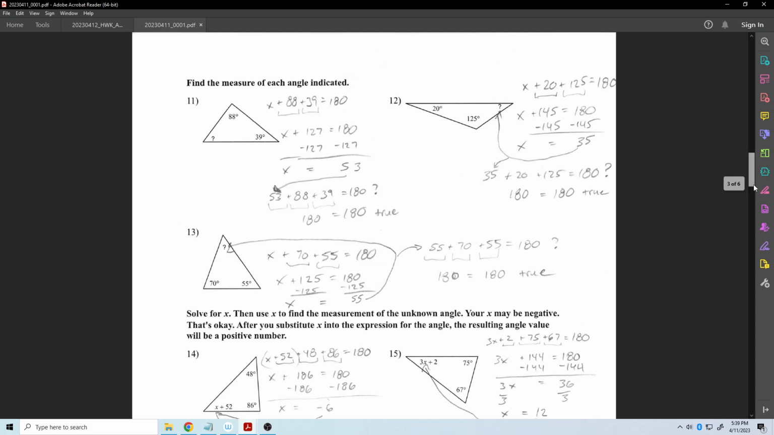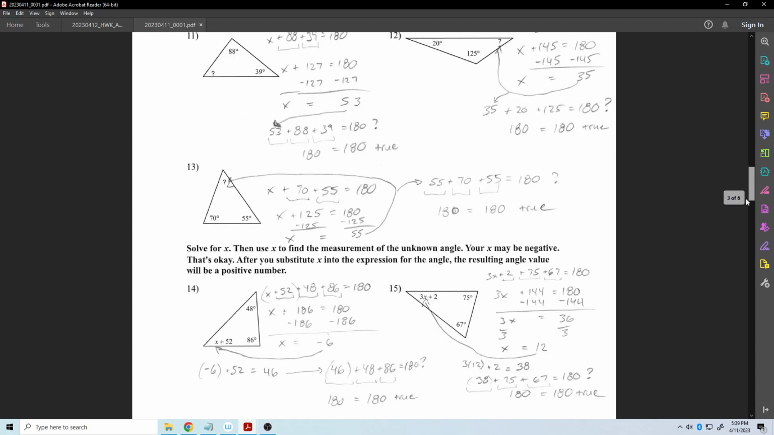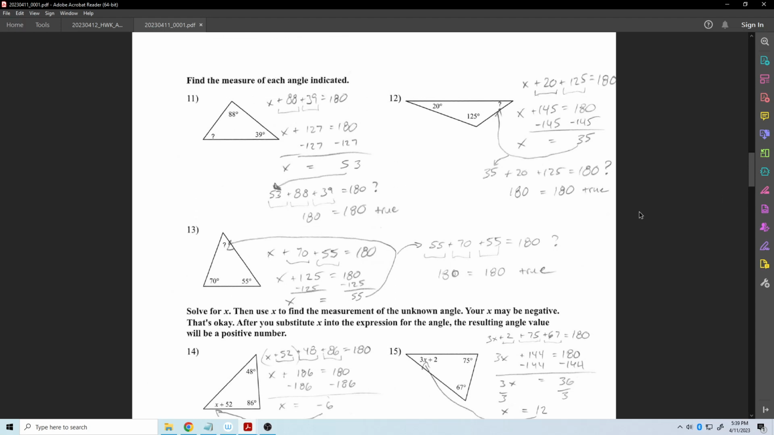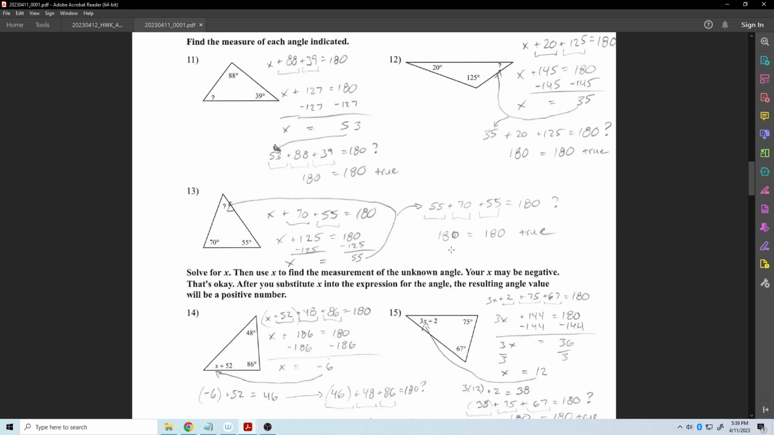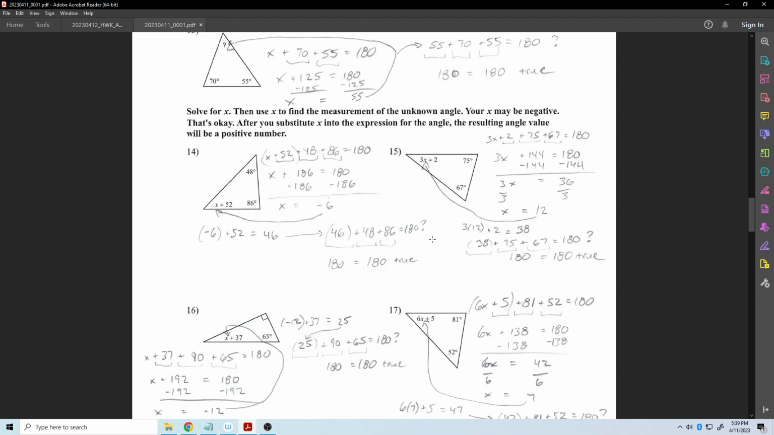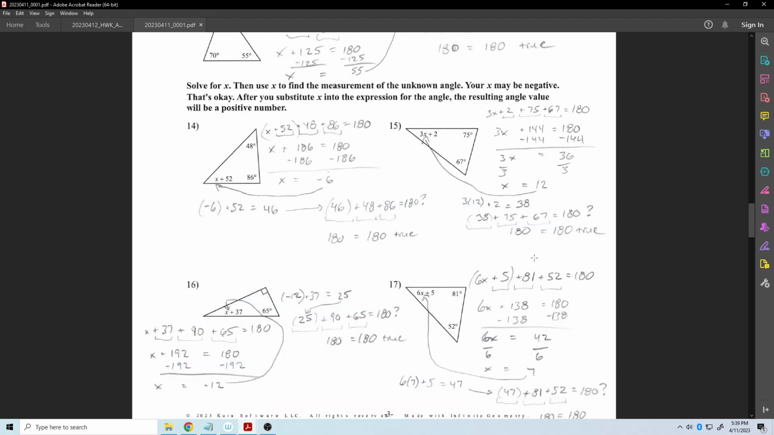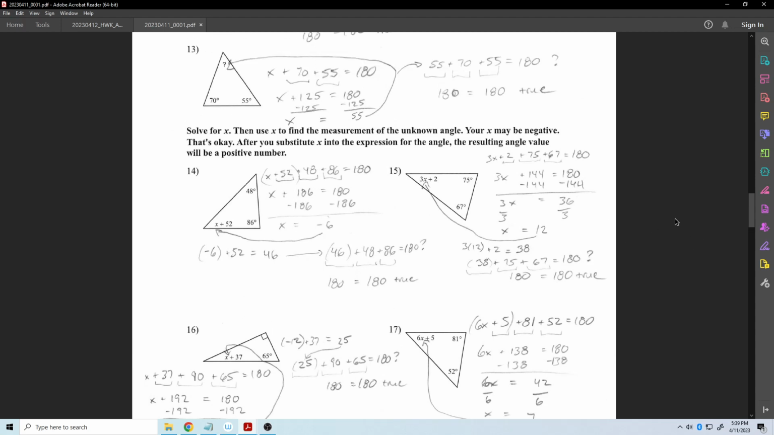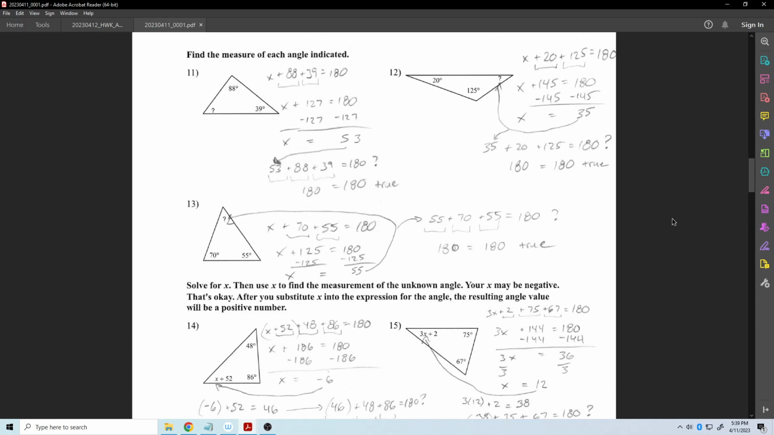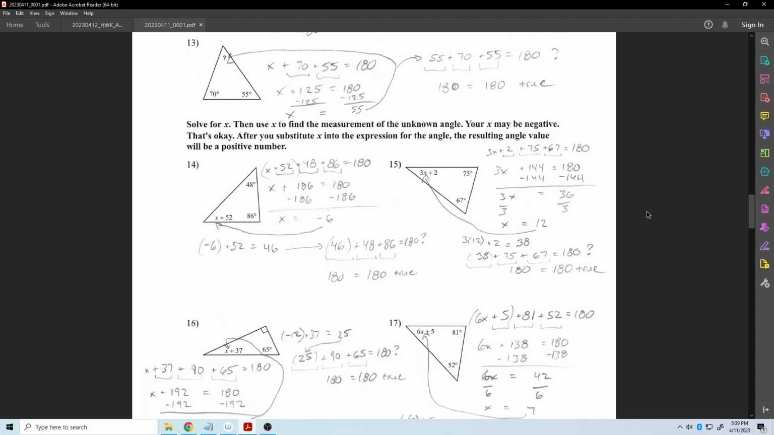So I will skip talking about them with the idea that you can replicate the steps. Now these next series of problems are a little interesting. They may look a little funny at first. The steps are the same as what we just did on these ones above, 11 through 13. The steps are the same.